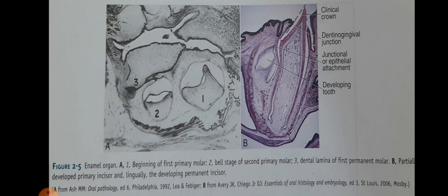Not all the primary teeth are lost at the same time. Some, for example central incisors, are lost 6 years before the primary canines.